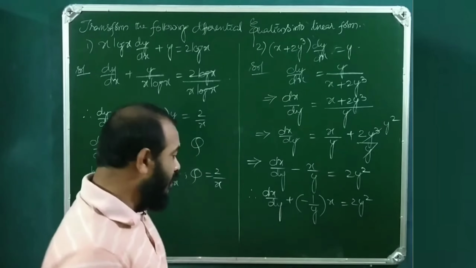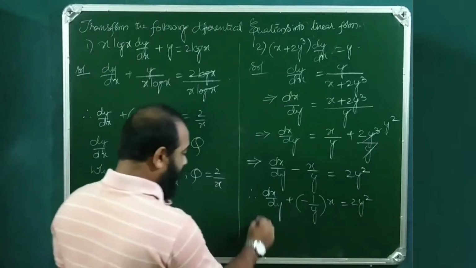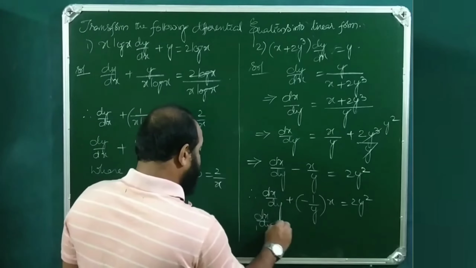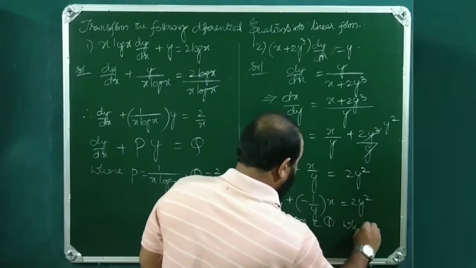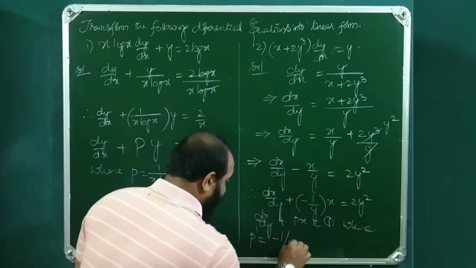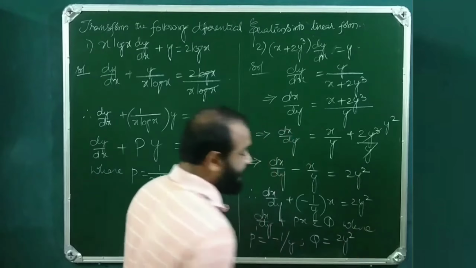So this is clearly of the form dx by dy plus px equals q, where p equals minus 1 by y and q equals 2y square.